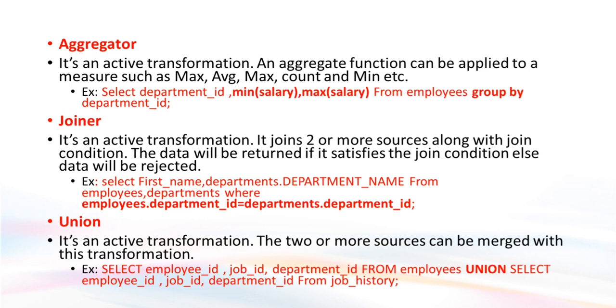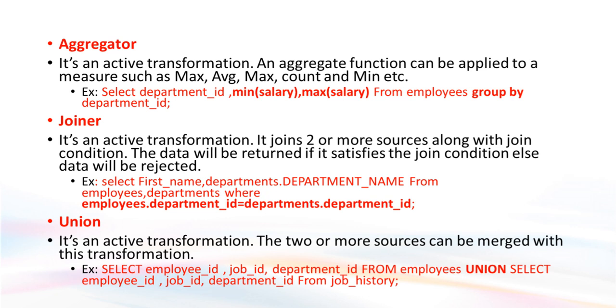It is basically an active transformation again, because after joining the data the count may not be equal. The count will be different because we are joining the data from the two tables and putting it together in one table. The data may not be the same, so that's the reason it is called an active transformation.